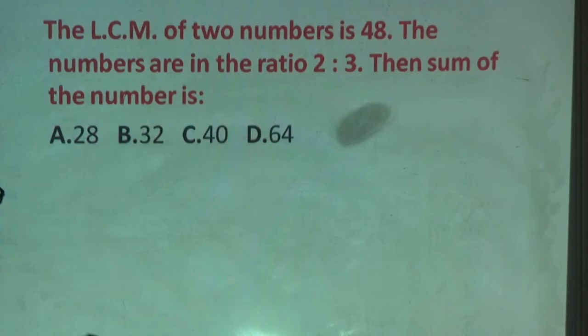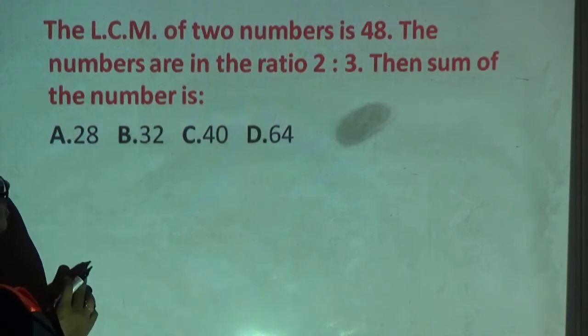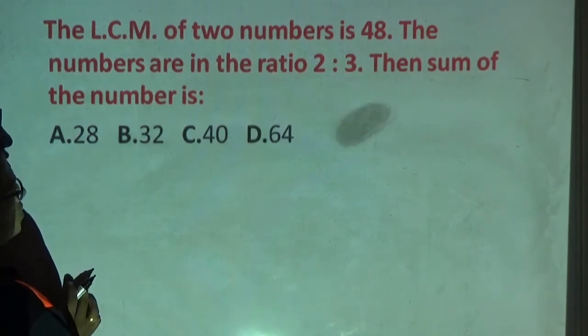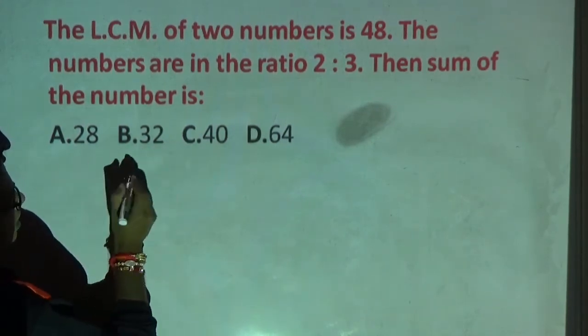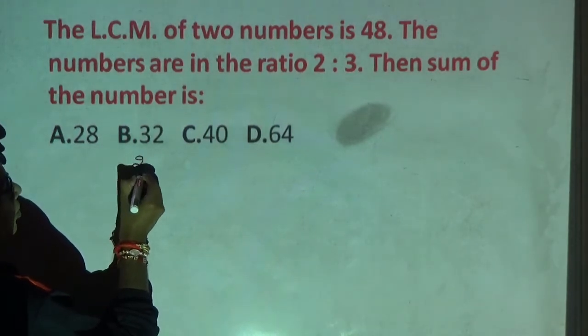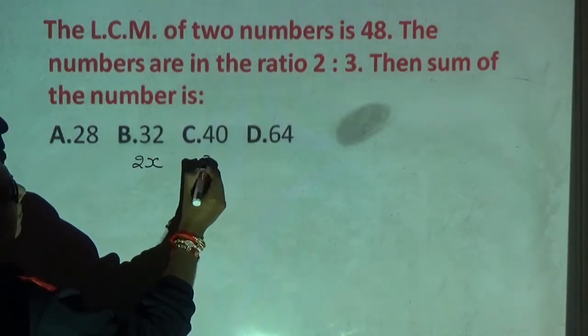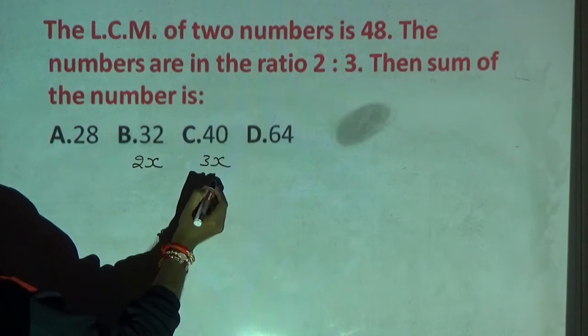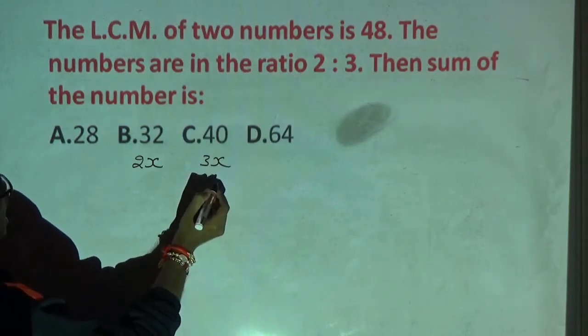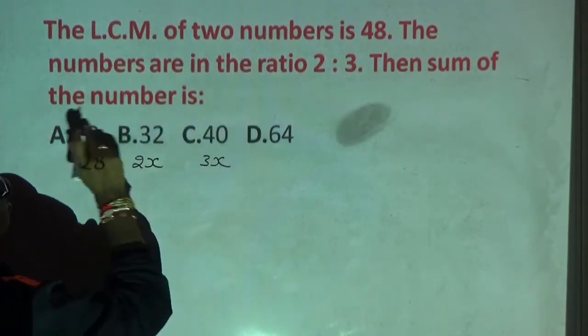Next question. The LCM of two numbers is 48. The numbers are in the ratio 2:3. Okay, so the numbers are in the ratio 2:3 means the first number I am going to take as 2x and the other number I am going to take as 3x. Now what I want to find out is the sum of the numbers.